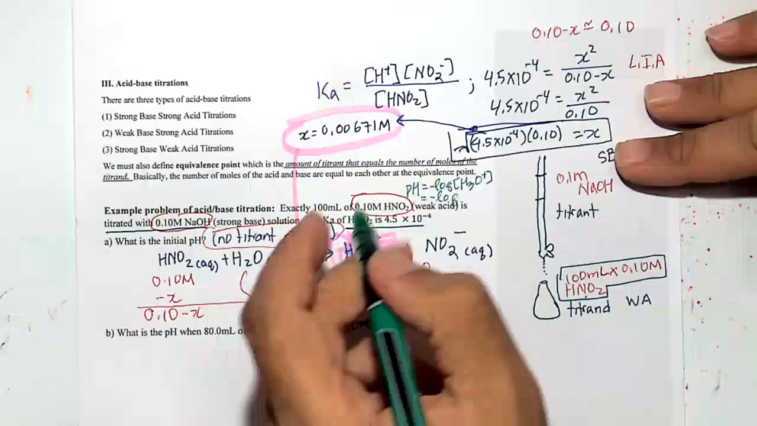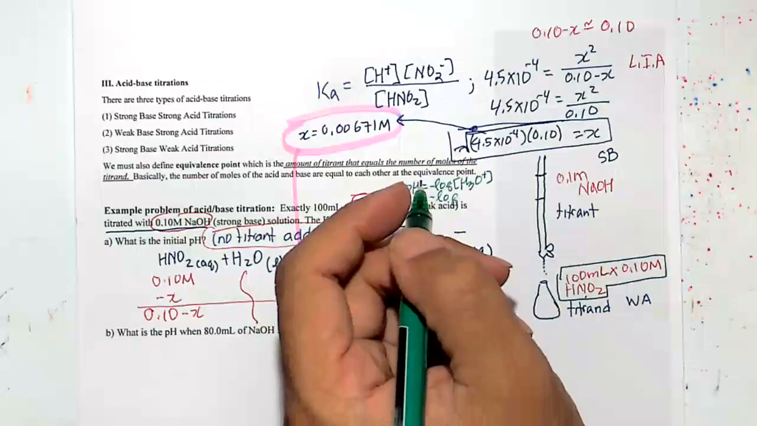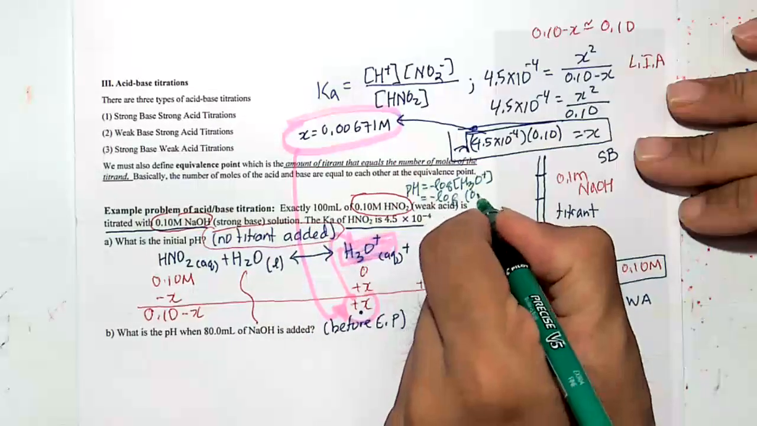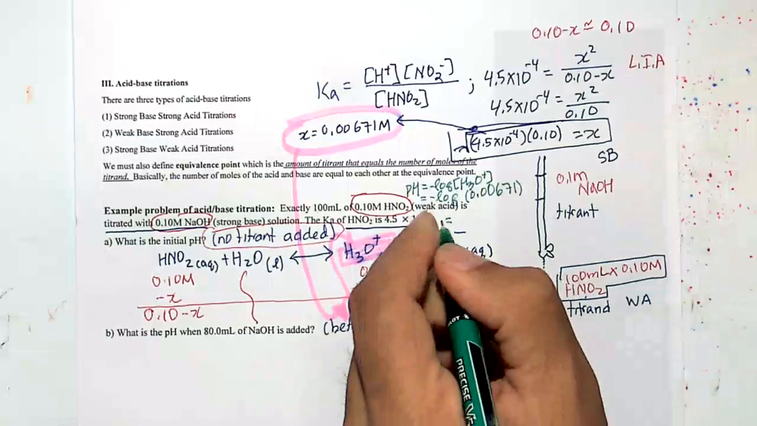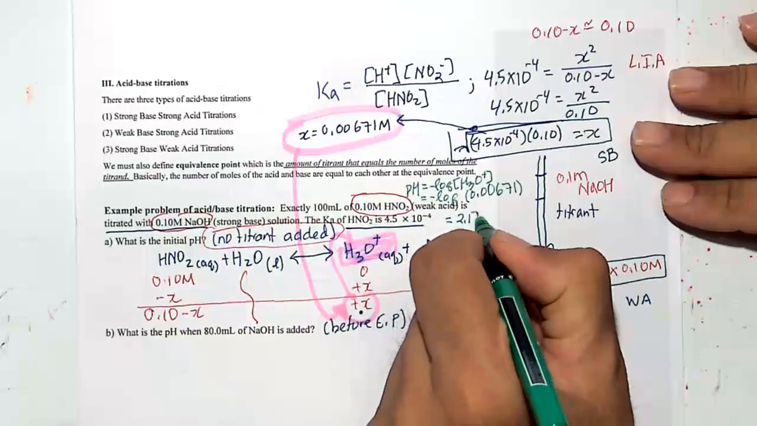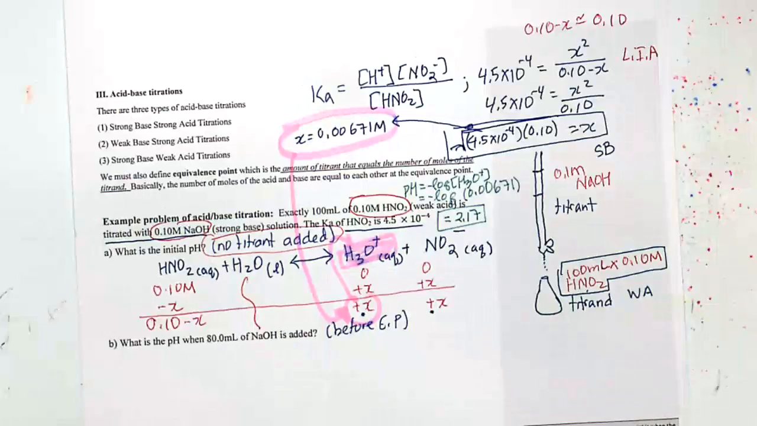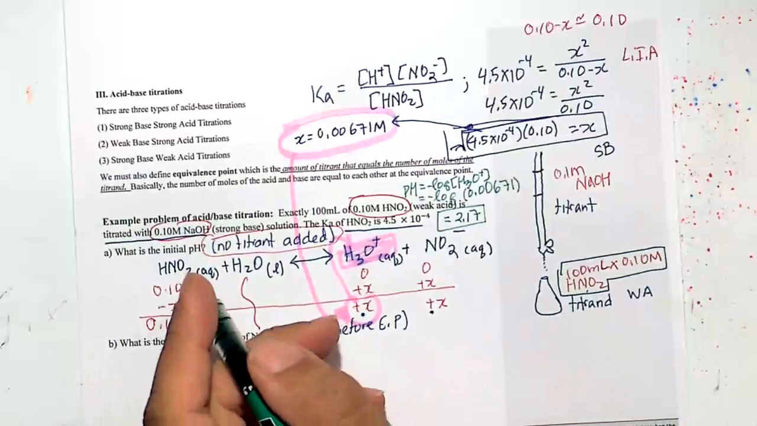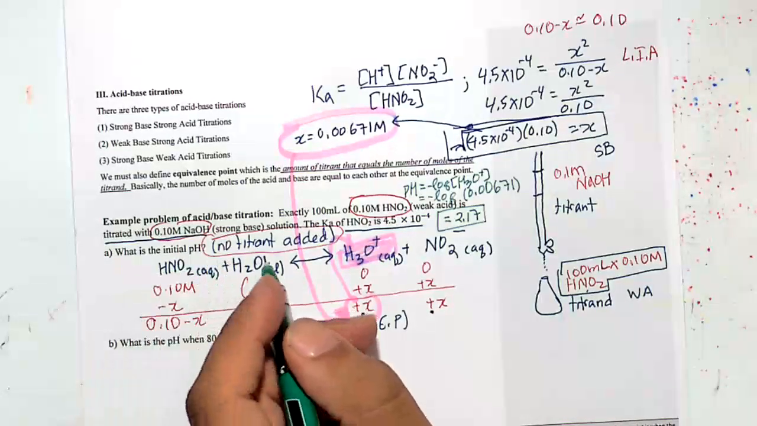Okay, minus the log of 0.00671. And you can check my calculations, but this is what I got: 2.17. All right, just to save some calculator time. You can check your answers with your homeworks, check your answers on the lab, but here I'm interested in how you solve the problem, okay?